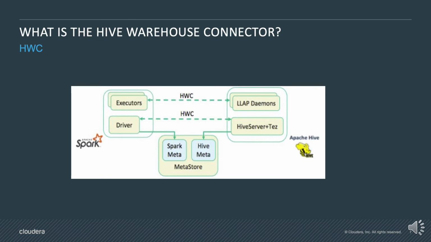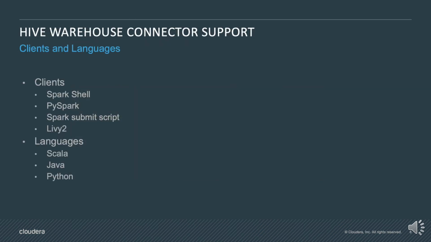Regarding clients and languages, the Hive Warehouse Connector supports clients like the Spark Shell, PySpark, Spark Submit Script, Livy2. The Spark Thrift server is not supported by the Hive Warehouse Connector, but it is still possible to use it to perform operations on the Spark catalog. Regarding the languages, we can use Scala, Java, and Python, while R is currently not supported by the Hive Warehouse Connector, but it is still possible to use R to work on the Spark catalog.